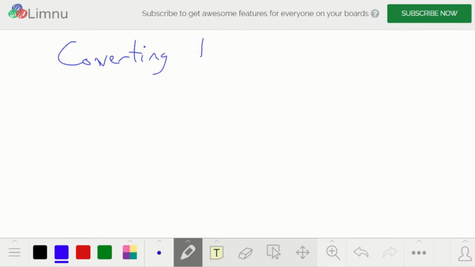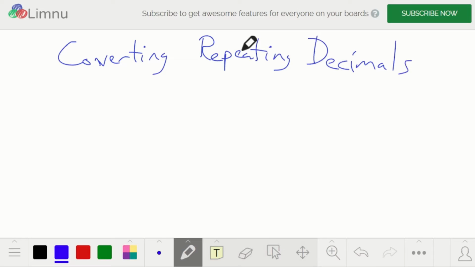Here we're going to convert repeating decimals into fractions. So part 1 was about terminating decimals. Part 2 will be the decimals that repeat immediately. And part 3 will be repeating decimals that do not repeat immediately.